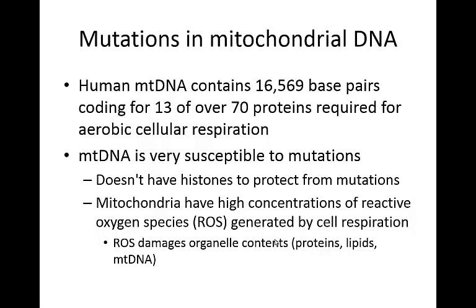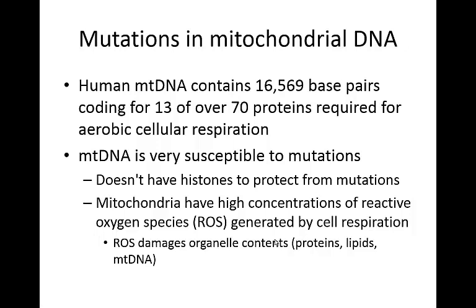Human mitochondrial DNA contains about 16,000 base pairs, and they code for about 13 of over 70 proteins required for aerobic cellular respiration. So as you can see, there are still many products required for cellular respiration coming from the nucleus.